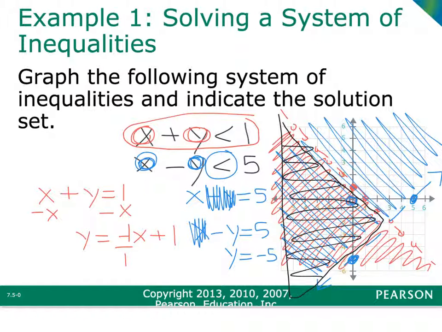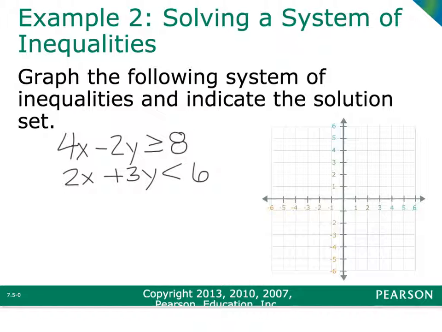The lines themselves are not part of the solution because they are dashed, so they're not included in the solution set. Let's look at another one.